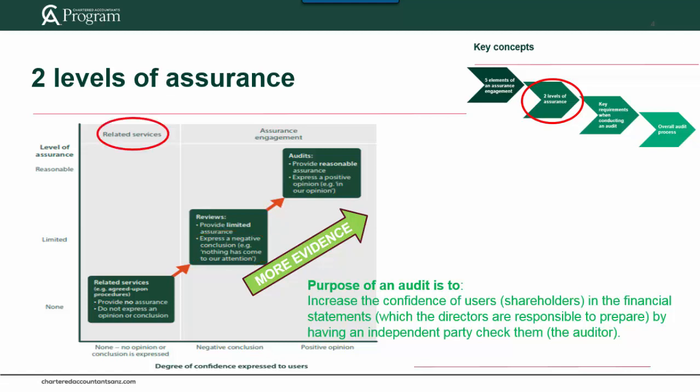Now, with respect to related services, such as an agreed upon procedures engagement, no assurance is provided, and therefore this is not part of assurance engagements. Related services are discussed towards the end of the AAA module.